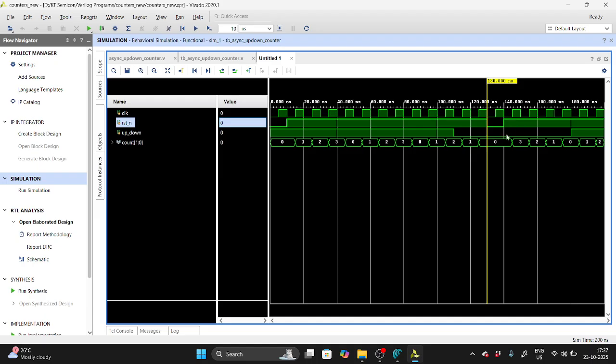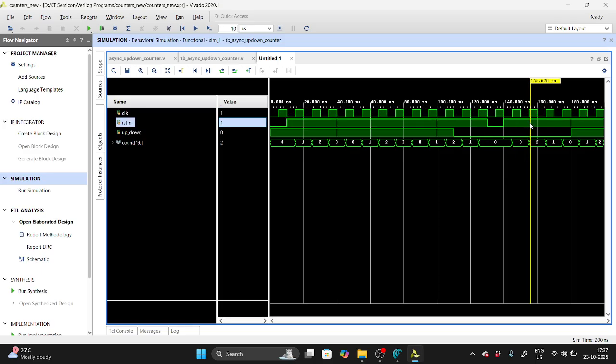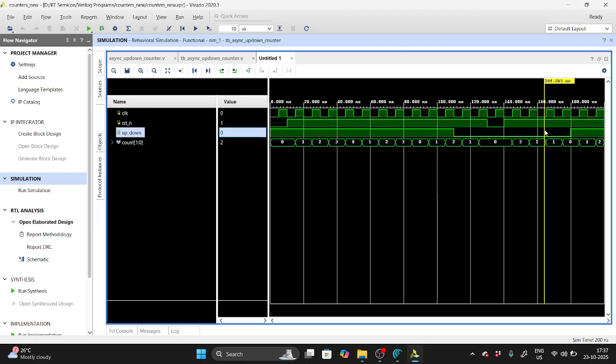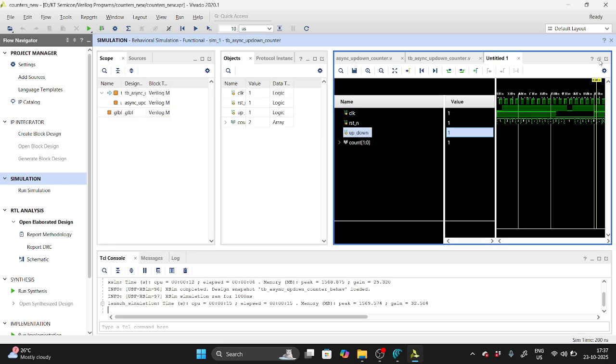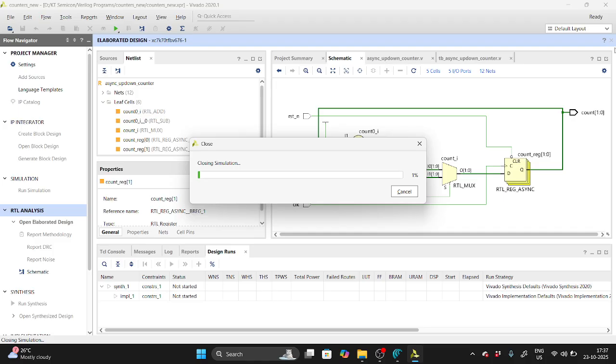Immediately you are not getting the output. Only during the passage of the clock are you getting the output. So like this you can analyze. This is about the counter with asynchronous active low reset.